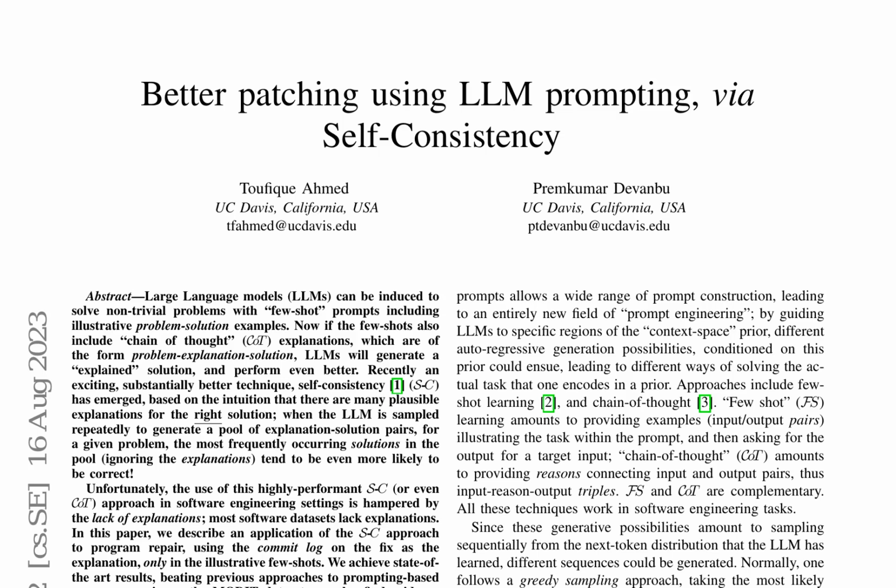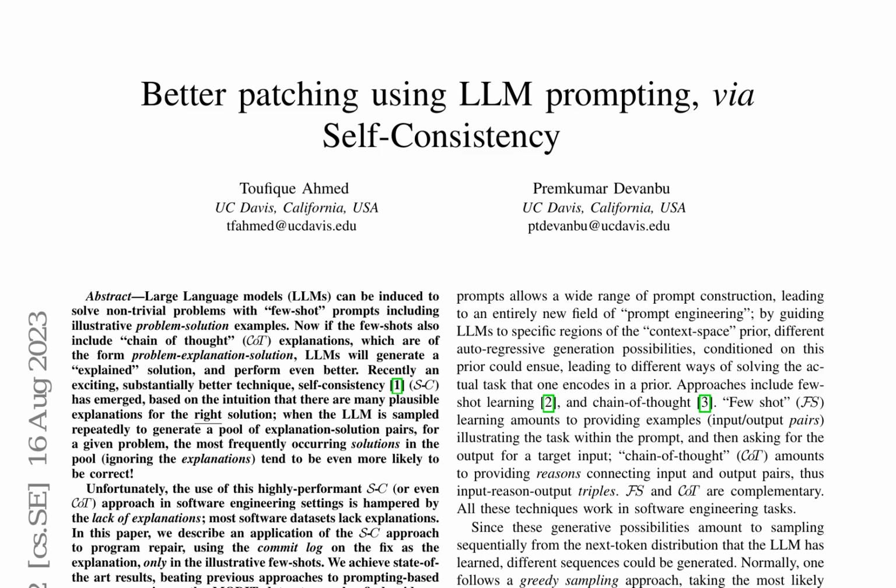This research paper introduces the concept of self-consistency, SC, in large language models, LLMs, and its application to program repair. The SC approach involves prompting the LLM to generate both an explanation and a solution, then repeatedly sampling the model with high temperature to produce varied perspectives on the problem. By choosing the most frequent answer from these perspectives, SC has shown significant improvements in various natural language tasks.